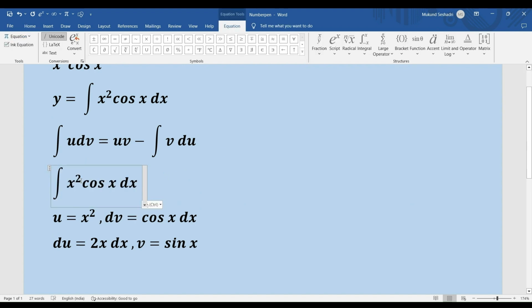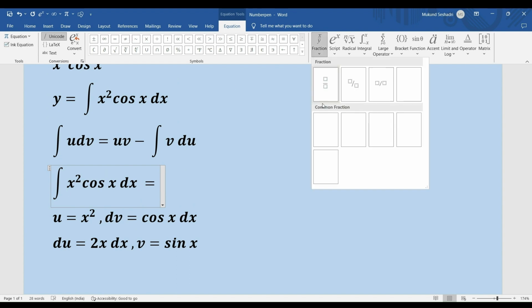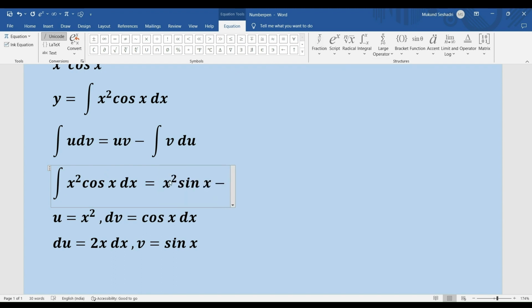So my LHS is nothing but integral of x square into cos x dx. And my RHS has two parts. First part is uv, which is x square times sin x, right? And then I have a minus of integral of v du, right? And what is my du? It is 2x dx. And what is my v? It is sin x. So my v du is nothing but integral of 2x sin x dx. I can pull out my 2, and therefore I'm left with 2 times integral of x sin x dx, right?